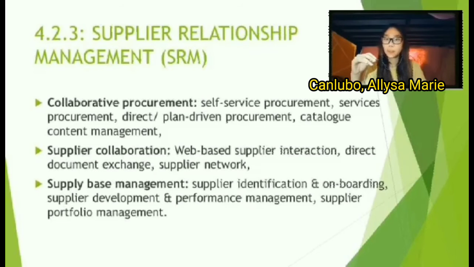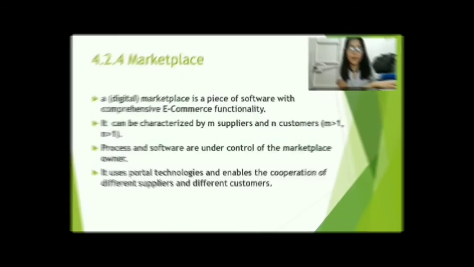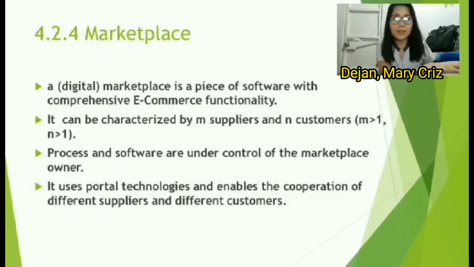And the fourth one is collaborative procurement that has self-service procurement, service procurement, direct or plan-driven procurement, and catalog content management. The fifth one is supplier collaboration that has web-based supplier interaction, direct and document exchange, and supplier network. The sixth one is supply-based management that has supplier identification and onboarding, supplier development, and performance management.